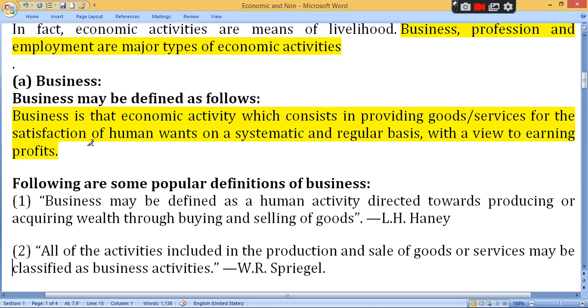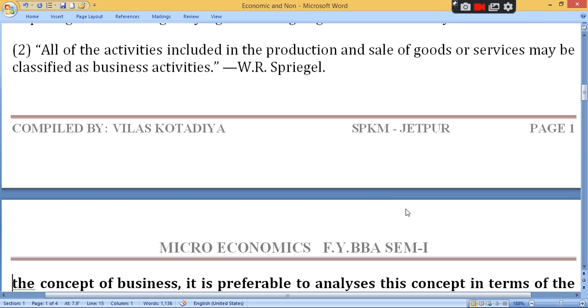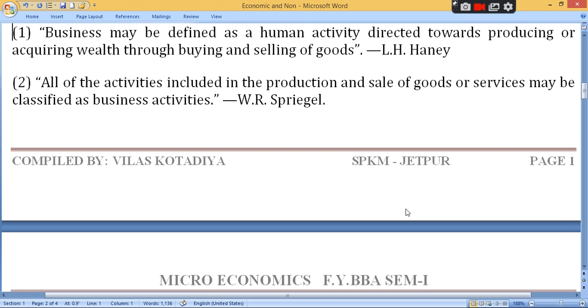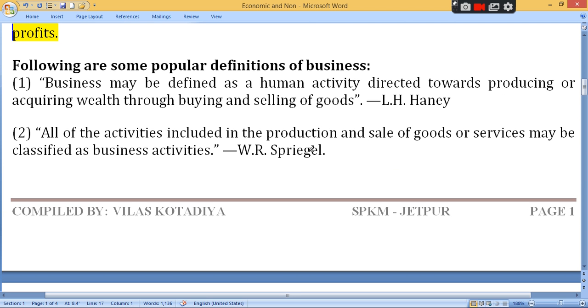The definition is: business may be defined as human activity directed to acquiring wealth through the buying and selling of goods. For example, any businessman who sells any item, what is his main objective? To obtain wealth, meaning money, through buying and selling activities.